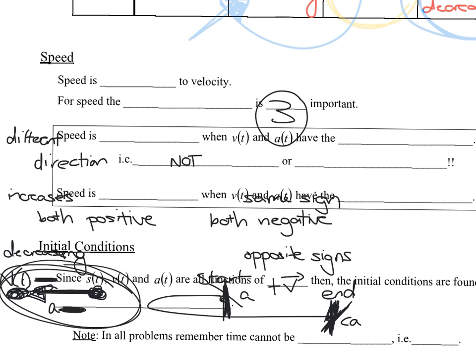So if S of t, v of t, and a of t are all functions of time, you can just find the initial conditions using S of 0, v of 0, and a of 0. Now, in all problems, time cannot be negative. That makes sense. It's like with distance problems, radius can't be negative. t is always greater than or equal to 0. Let's finish off with an example.